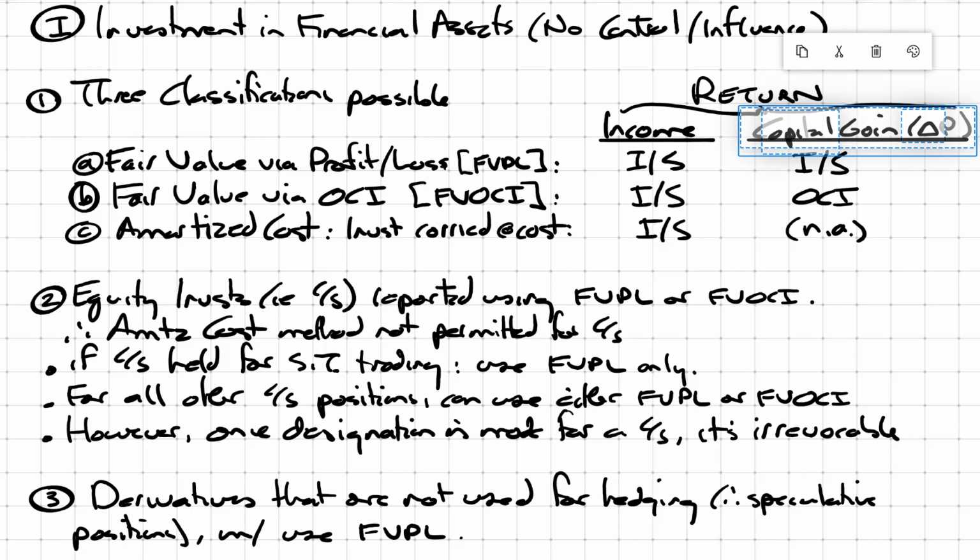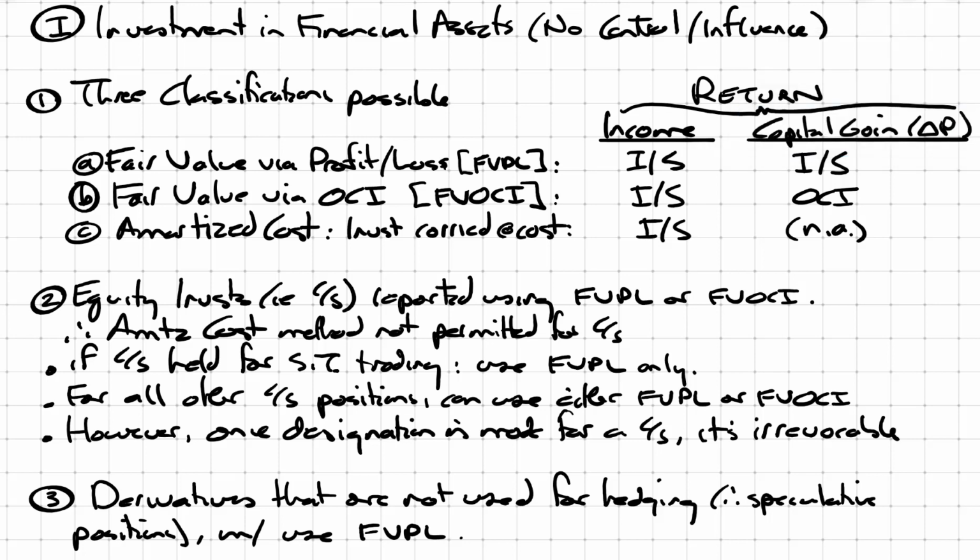And that's the one that we really have to pay attention to, because each of the methods has a different treatment for capital gains. And when we say capital gains, we mean unrealized capital gains. So in other words, the security hasn't been sold yet, but its market price is changing. So the question is, how do we account for that gain or loss? Okay, so let's have a look at our three methods.